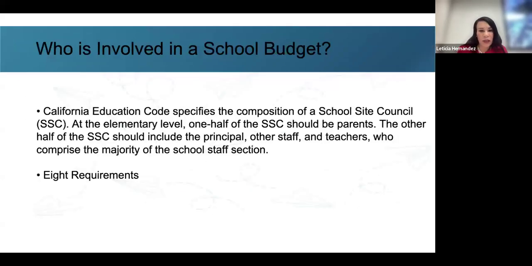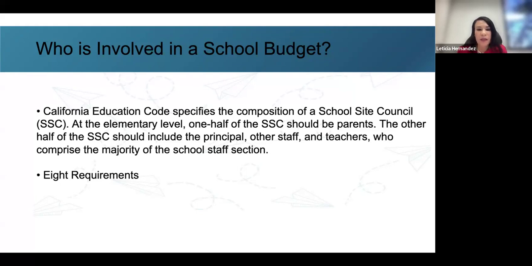Now, who's involved in the school budget? So, of course, the administrator is highly involved. They are the ones who guide the work of the school budget. But California Education Code does specify that the composition of the school site council, the SSC, also needs to be involved. And at the elementary level, one half of the school site council should be parents. The other half of the school site should include the principal or other staff and teachers who comprise the majority of the school staff section. This is so you have representation from every stakeholder in your community, and so they can give input into what should be spent and how it should be spent.